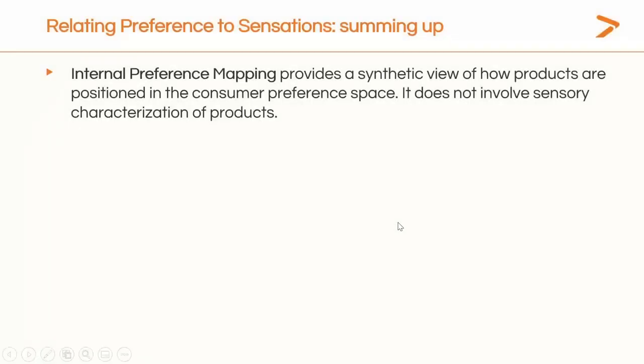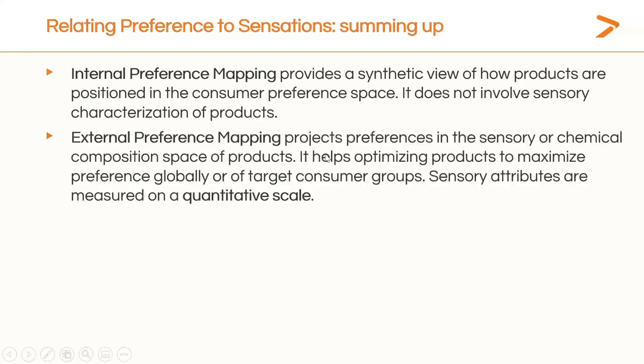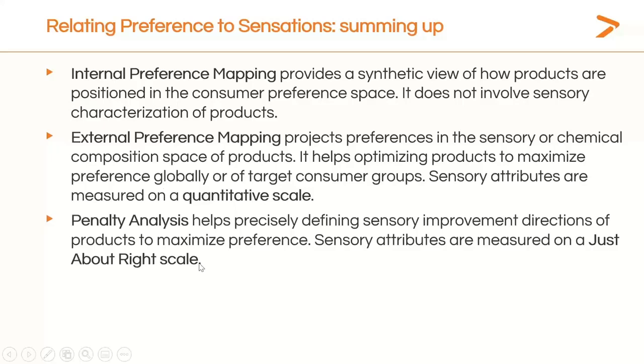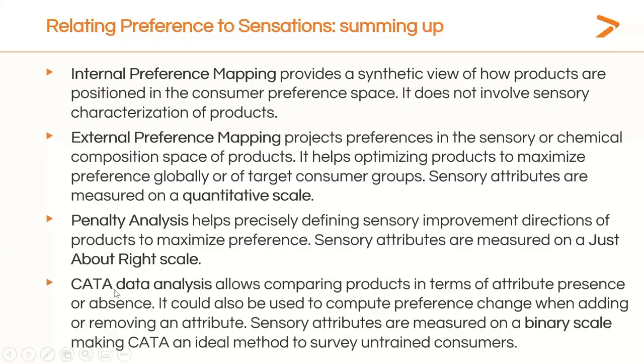So to sum up, internal preference mapping provides a synthetic view of how products are positioned in the consumer preference space, and does not involve sensory characterization of products. External preference mapping allows relating preference to quantitative or sensory attributes measured on a quantitative scale. Penalty analysis allows optimizing products and is based on attributes measured on a JAR scale. And at last, kata data analysis allows relating preference to sensory attributes measured on a binary scale. And there's something important about kata: its convenience makes it an ideal method to survey untrained consumers.